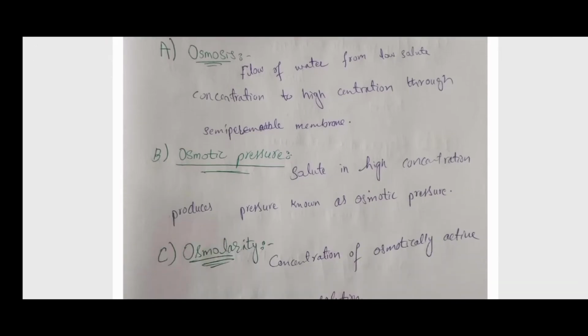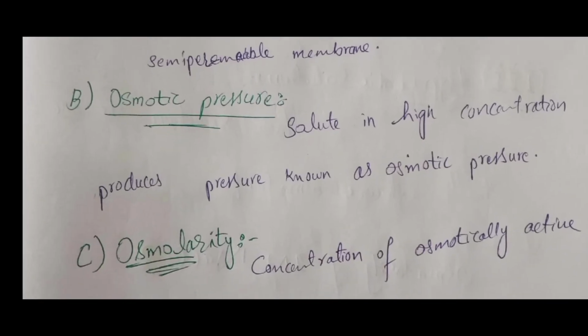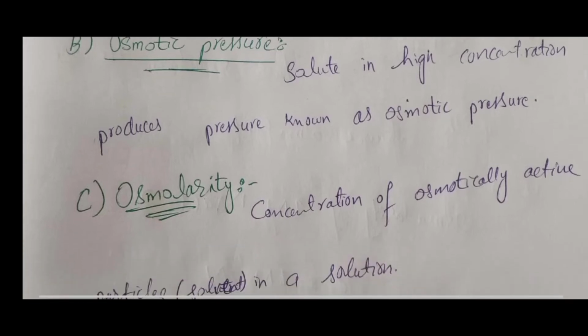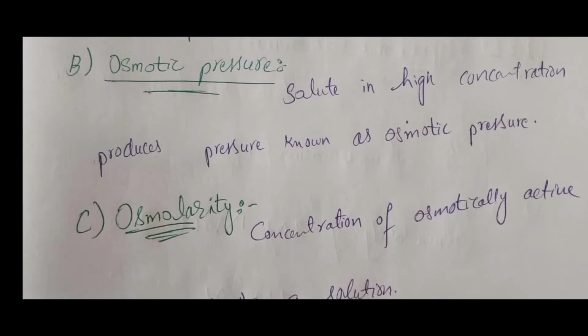What is osmotic pressure? Osmotic pressure is basically pressure that is created by the solute particles to attract more water for its saturation. Solute in high concentration produces pressure known as the osmotic pressure. Osmotic pressure has many functions. It makes the cell stable and keeps the cell in its position.